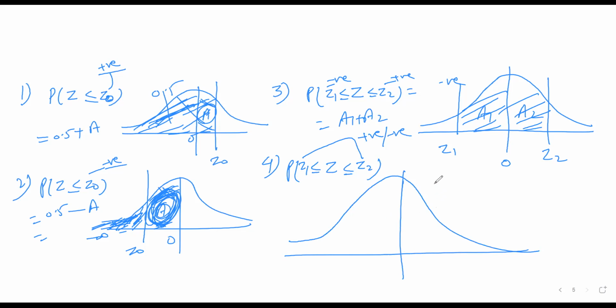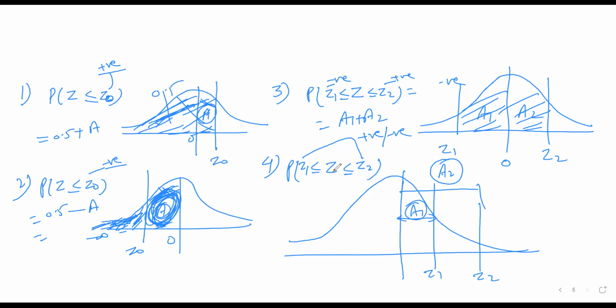So both are positive. So let's say that Z1 is here, because Z is greater than Z1, but it is less than Z2. So I can say that Z1 must be less than Z2. So Z is less than Z2 means I can say that from here to here the value will be A2, and from here to here the value will be A1.